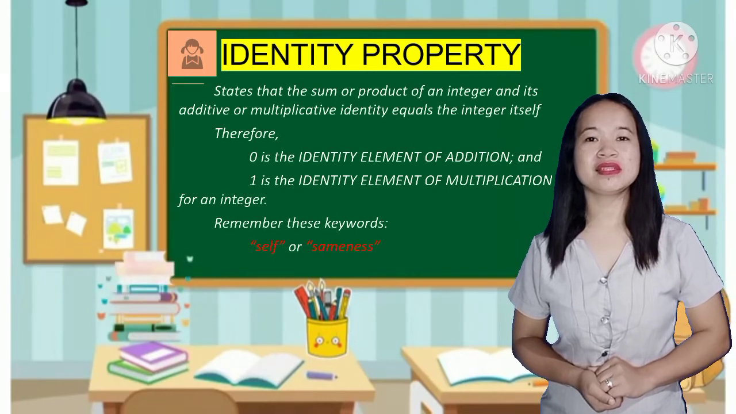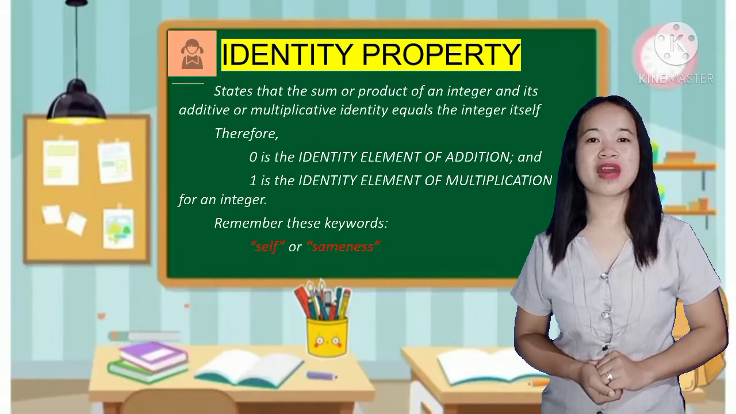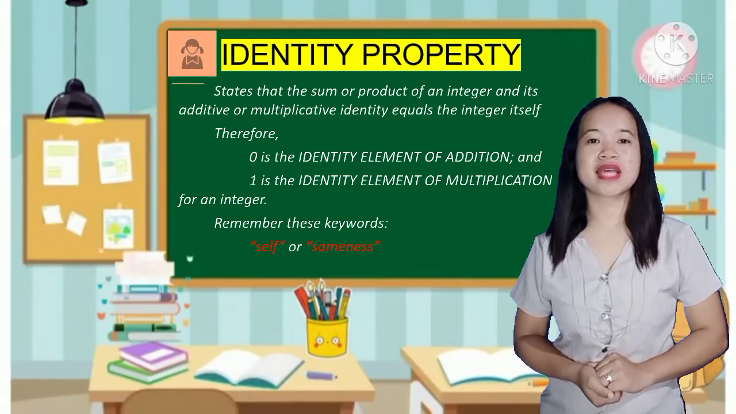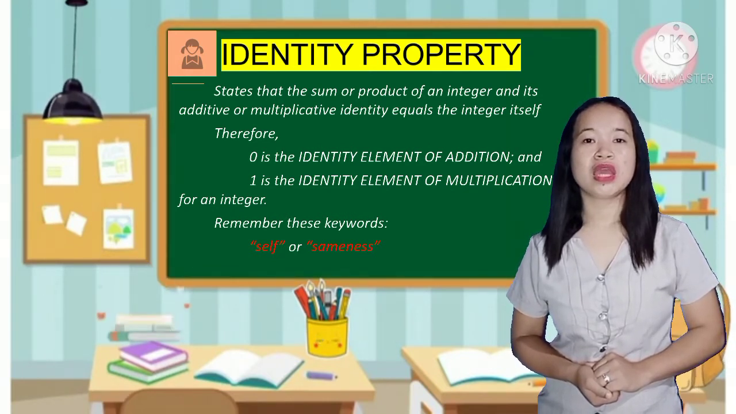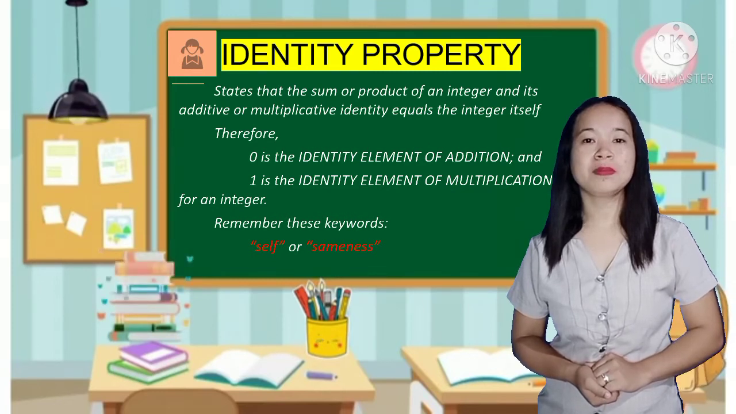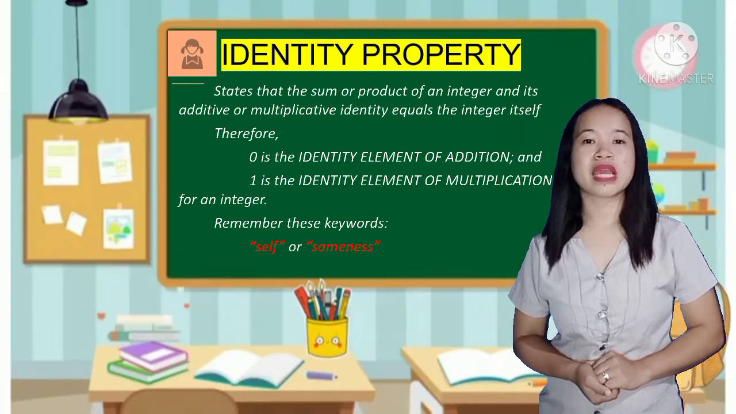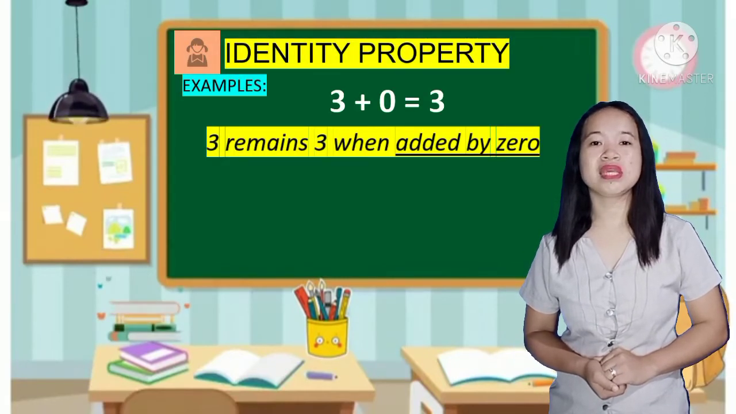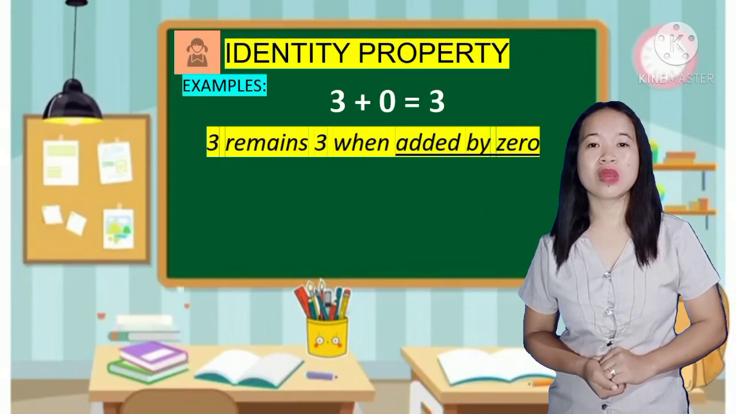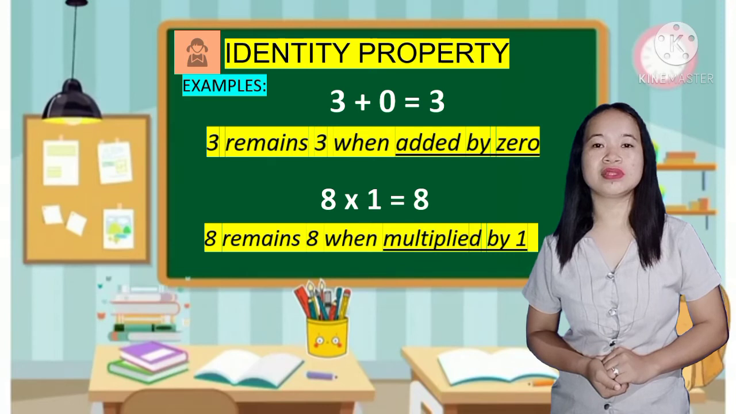Identity property states that the sum or product of an integer and its additive or multiplicative identity is equal to the integer itself. Therefore, 0 is the identity element of addition and 1 is the identity element of multiplication for an integer. Remember these keywords? Self or sameness. Let us have an example. 3 plus 0 is equal to 3. 3 remains 3 when added to 0. Now for multiplication, we have 8 times 1 is equal to 8. 8 remains 8 when multiplied by 1.